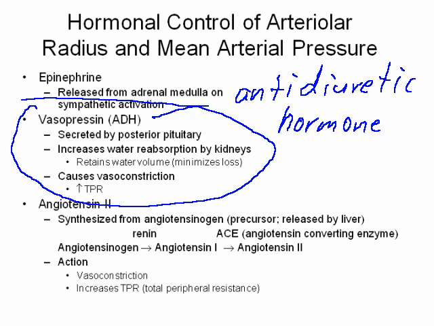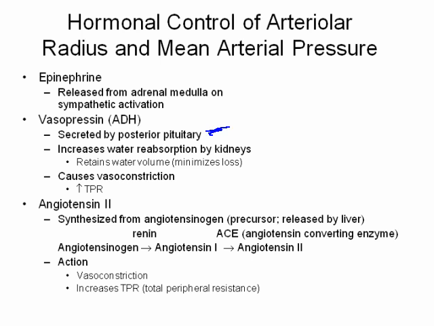But antidiuretic hormone is secreted by the posterior pituitary, and it increases the reabsorption of water by the kidneys. So you're retaining water volume. What it's doing is minimizing the loss, but you're retaining water volume. Water that's being retained by the kidneys is increasing plasma volume. And of course, if you're increasing plasma volume, you're increasing blood volume, or at least preventing it from decreasing. Also, ADH causes vasoconstriction. So it both helps to retain plasma volume as well as increases total peripheral resistance because it causes vasoconstriction.